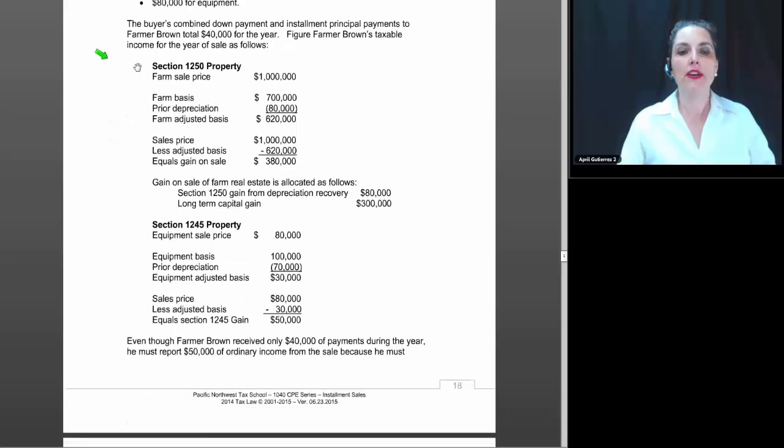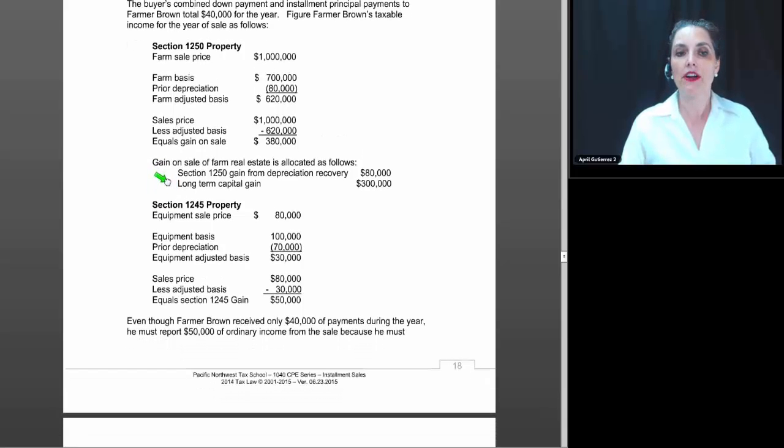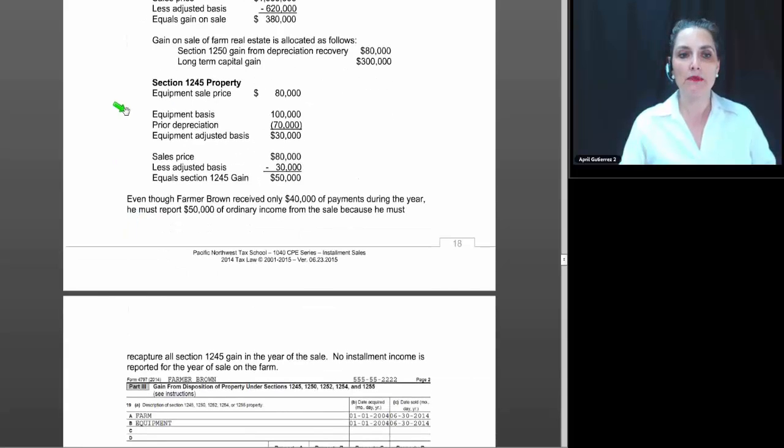Firstly, we go over and figure out what part of the gain is 1250 gain. We have the farm sales price at $1 million, the farm basis was $700,000, and the prior depreciation claimed on the farm was $80,000, so the adjusted basis of the farm is $620,000. We subtract that from the sales price to get a gain of $380,000. That gain is divided into two components. The first component is the Section 1250 gain, which is $80,000, and then we have the long-term capital gain component of $300,000. Now we look to the farm equipment.